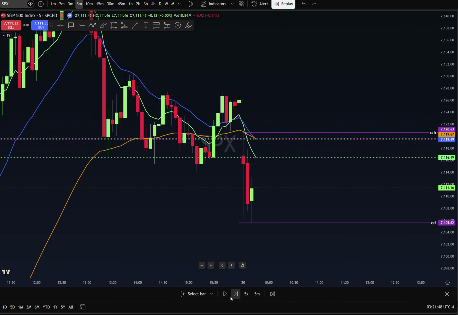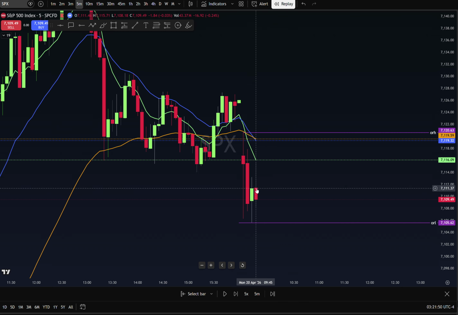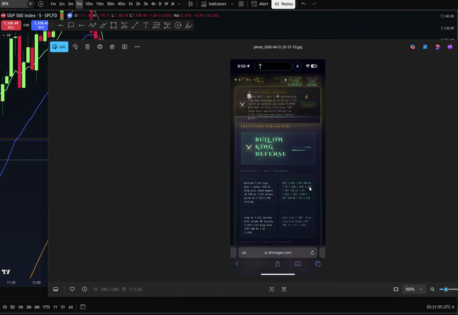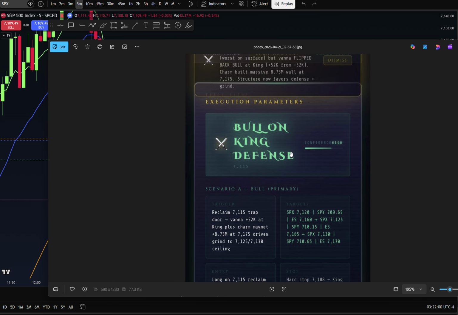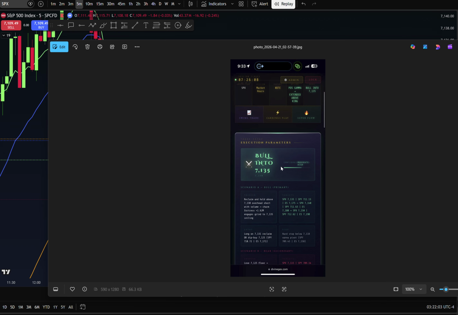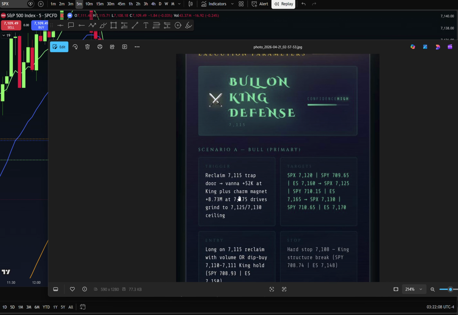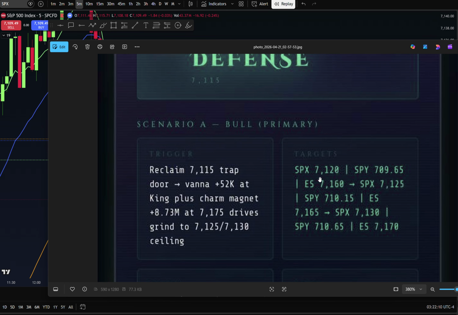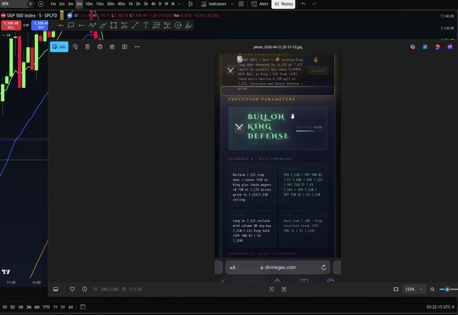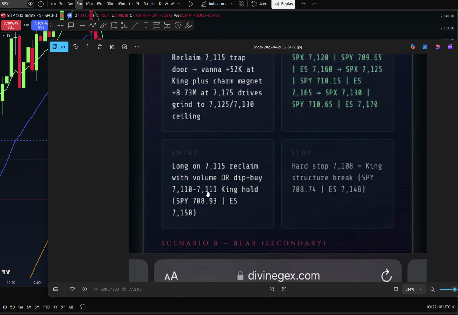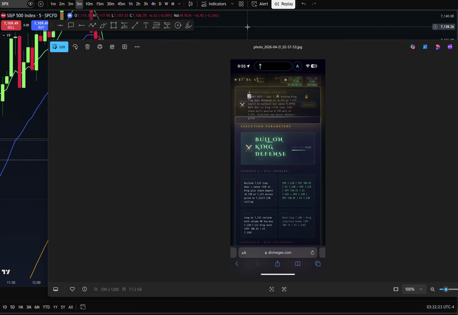Let's move this. Now it's like 9:50. Let's see what 9:50 says. By 9:55, you can see they changed from 71.35 to defense mode. Now the target is 71.20, not 71.35. So they downgraded. It says long on 71.15, target 71.20. Very short range, right?